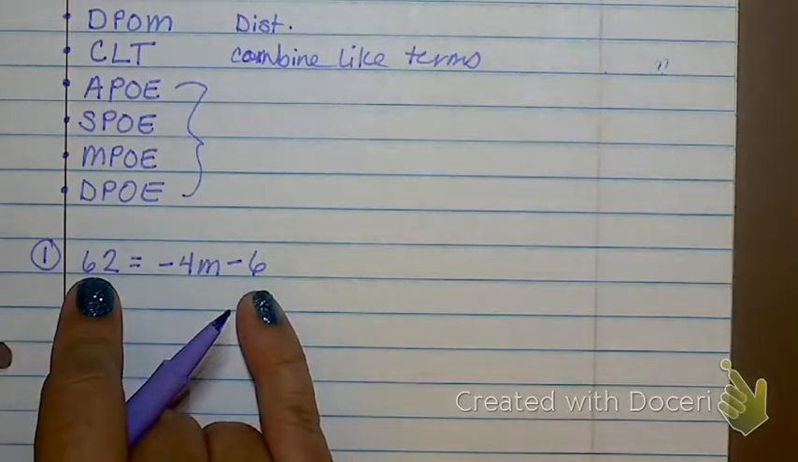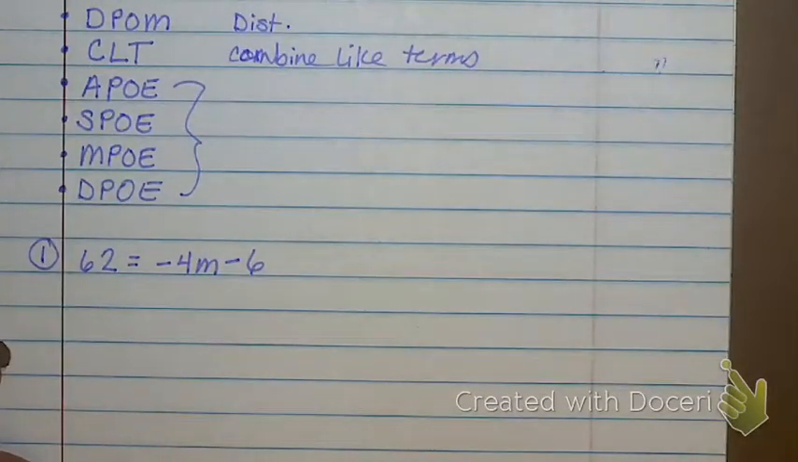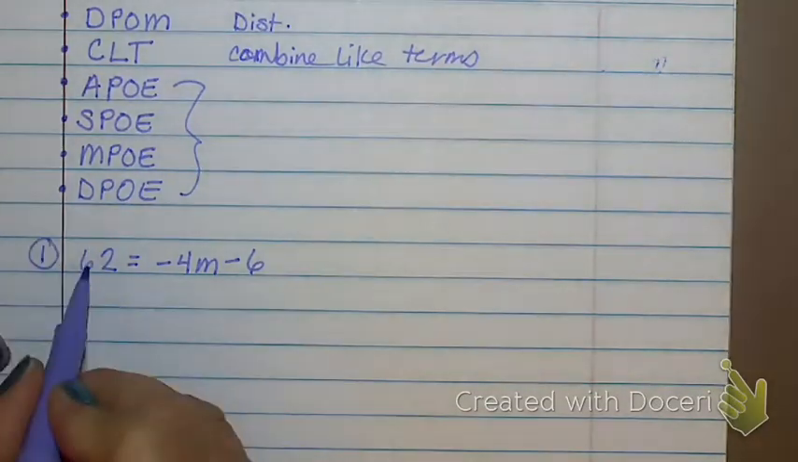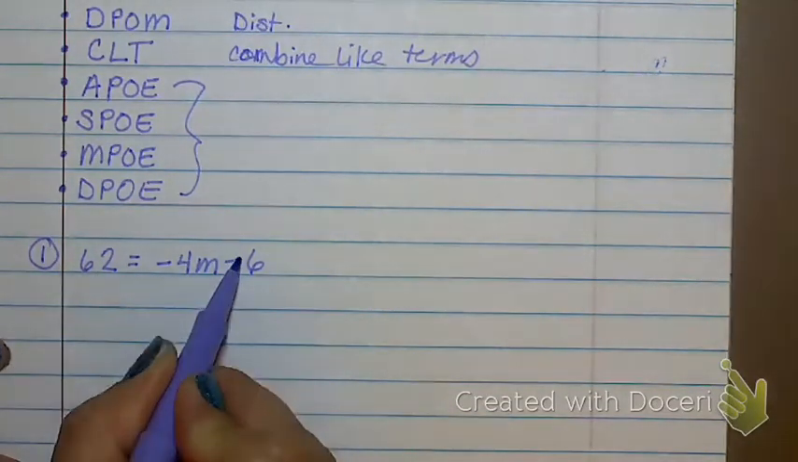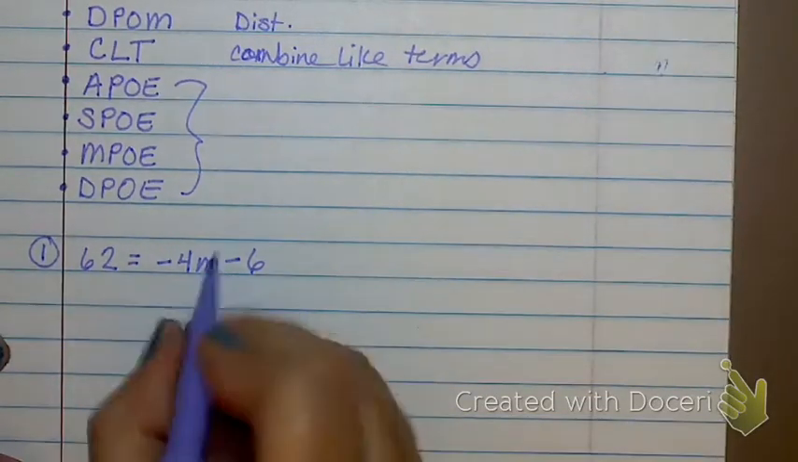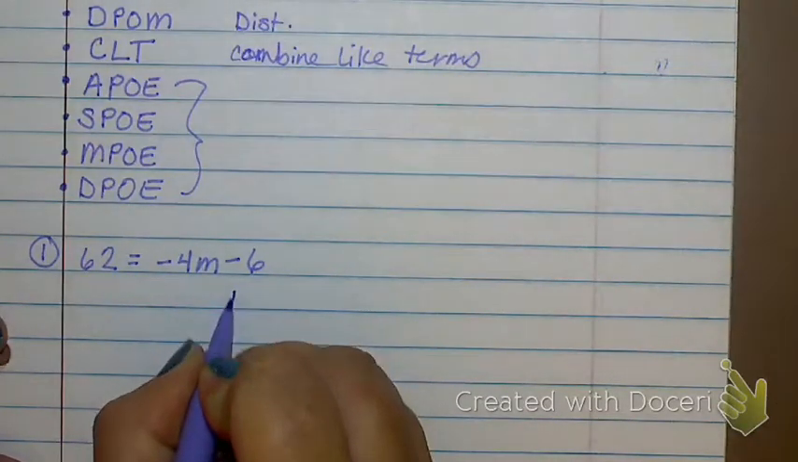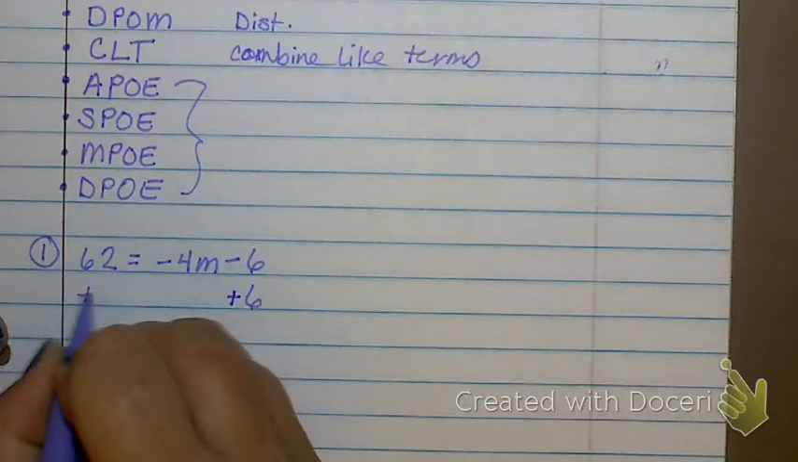However, I need to be strategic in the way that I get them together because I want to move them not just together but away from the letter also. So am I going to move the 62 over here or am I going to move the 6 over to the left? I'm going to move the 6. How can I move the 6? It's subtraction. I need to use addition. So I'm going to add 6.